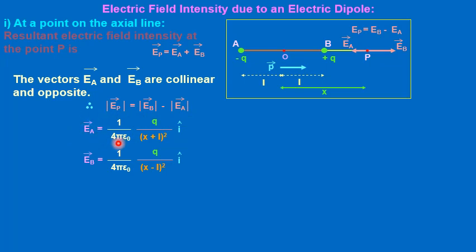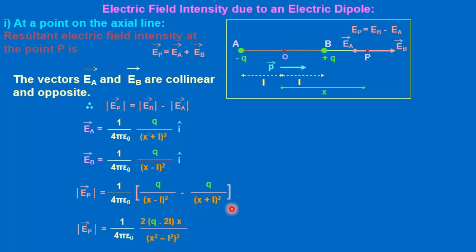EA vector will be equal to 1 upon 4 pi epsilon naught Q upon (x plus L) whole square into I cap. EB vector is equal to 1 upon 4 pi epsilon naught Q upon (x minus L) whole square into I cap. Magnitude of EP vector is equal to 1 upon 4 pi epsilon naught bracket Q upon (x minus L) whole square minus Q upon (x plus L) whole square.